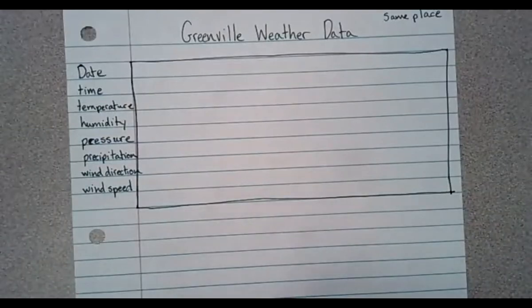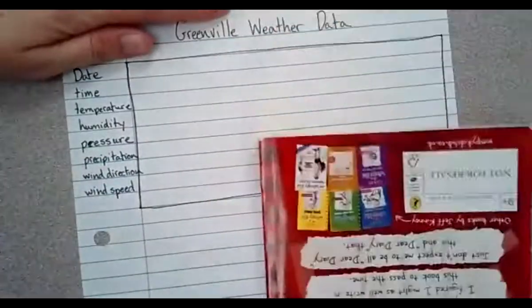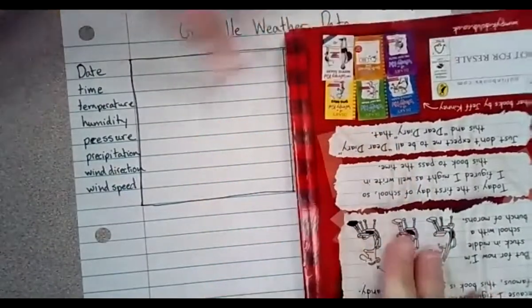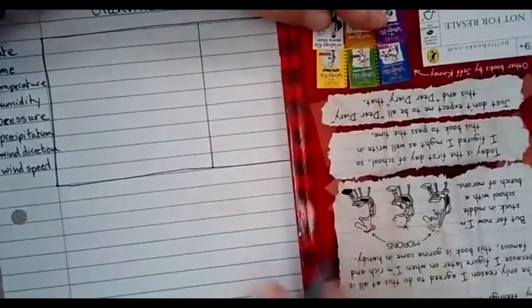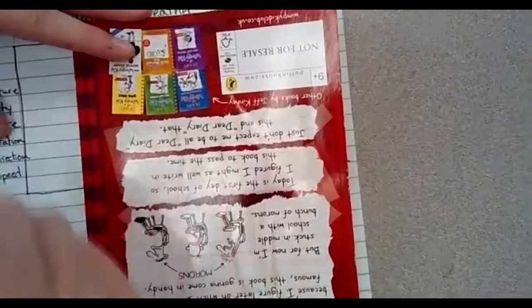After you do this, I want you to divide this into 4 separate sections. So do one right down the center. And then divide each of those sections in half again. And I'm using my Wimpy Kid book to help me.